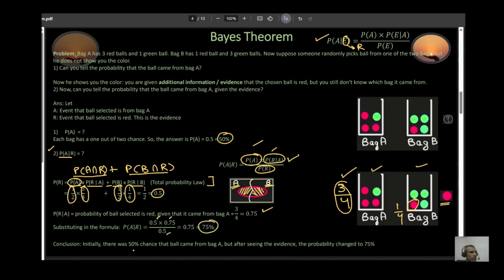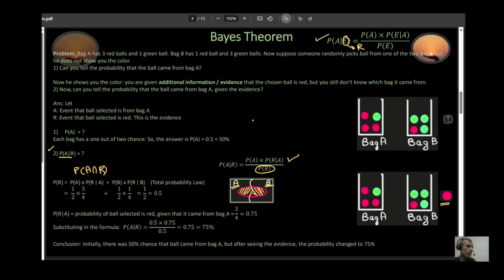So conclusion. Initially, there was a 50% chance that the ball came from bag A, which was right here. Let me just remove everything. All right. So initially, there was a 50% chance that the ball came from bag A. Now, after seeing the evidence that the ball was a red ball, your probability changed to 75%. Now, a 75% chance that the ball came from bag A.